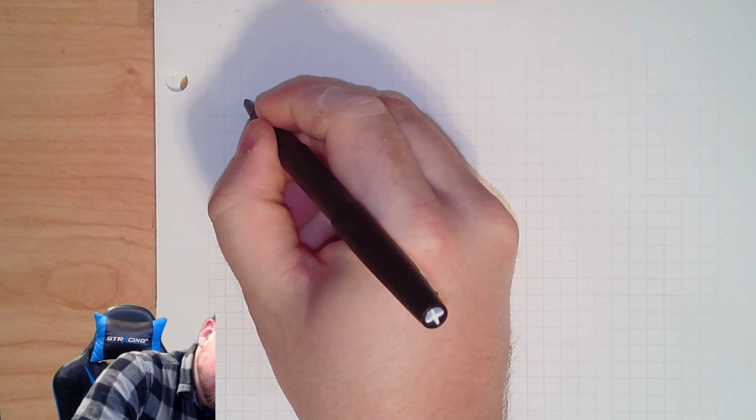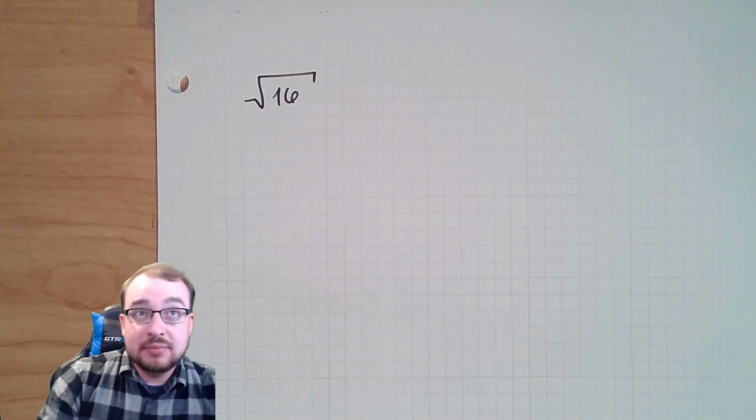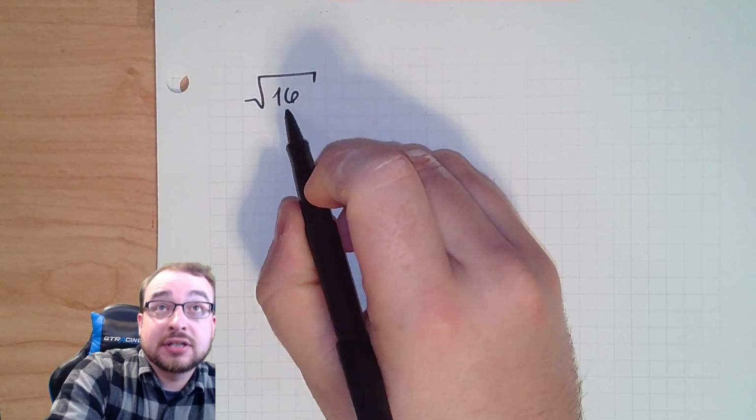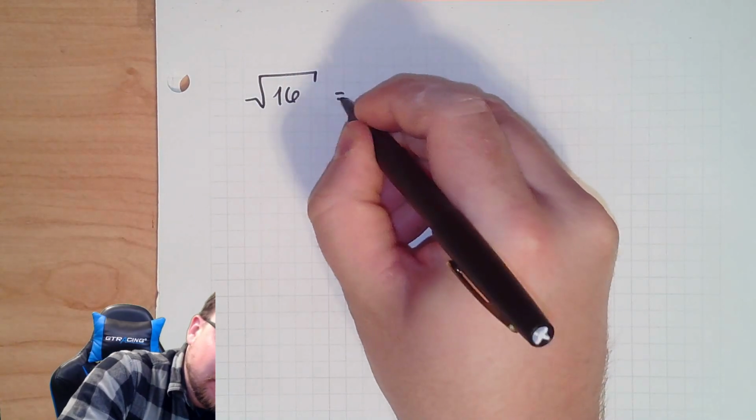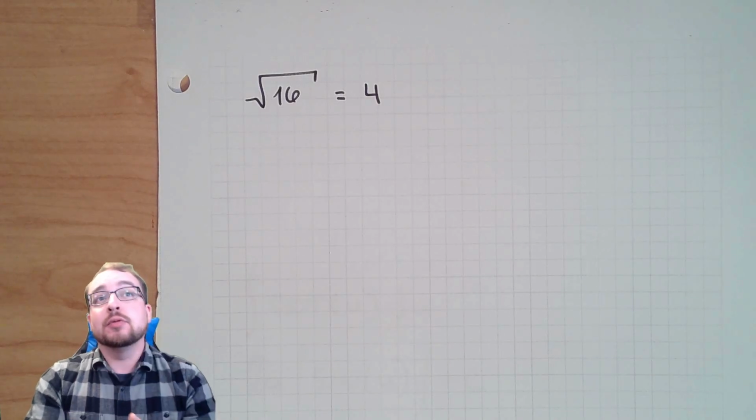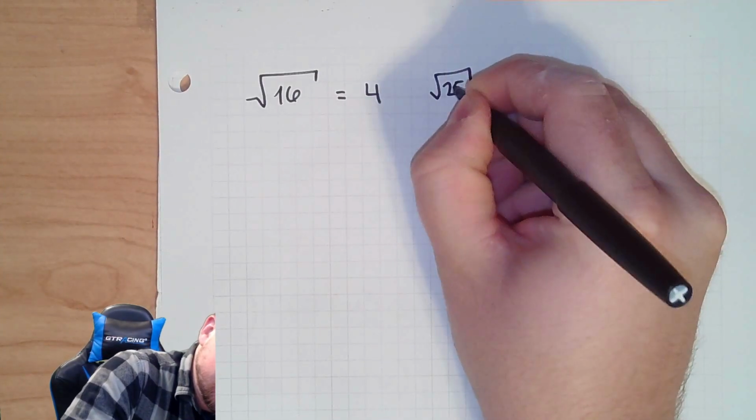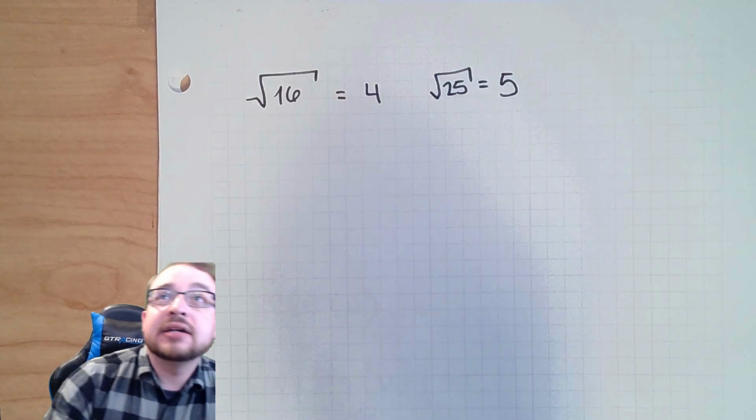So if I have something like the square root of 16, what that is asking is what number times itself gets you 16, right? And of course, that would be either 4 or -4. We're just going to say 4 for now because 4 times 4 is 16. That's why the root of 25 is 5, and on and on.